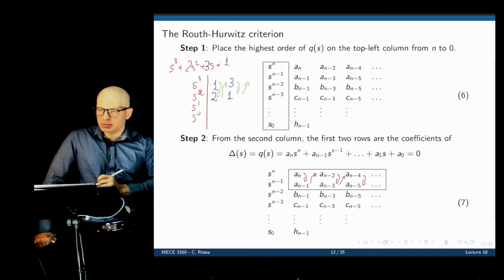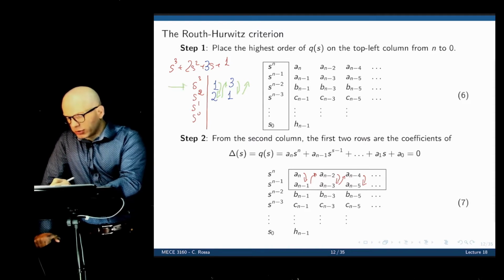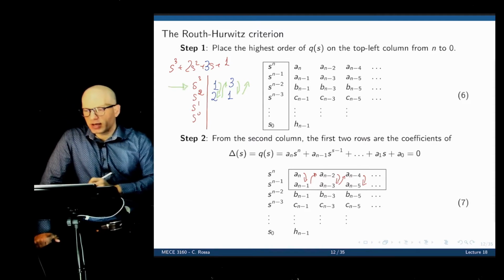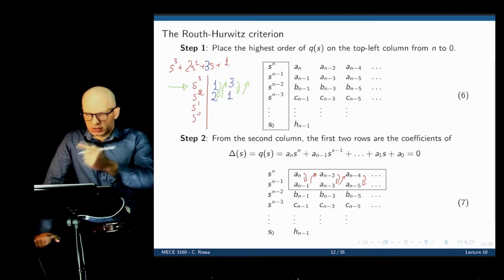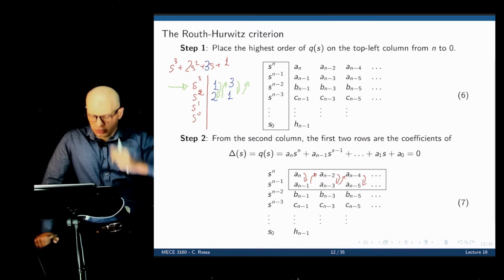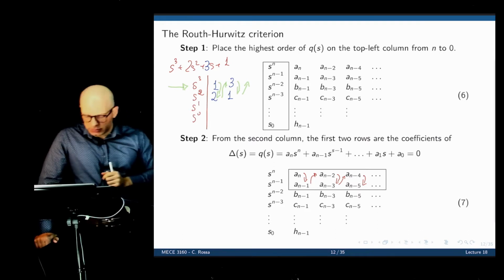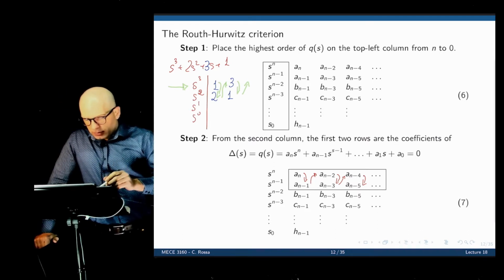So if you got this properly, in the first row we should have the coefficients of all odd powers of s, in this case, and in the second row we have the even ones. Of course, this only applies because we have s to the power of 3. If it was s to the power of 4, you would swap the odd and even. Okay, so that's step number 2.